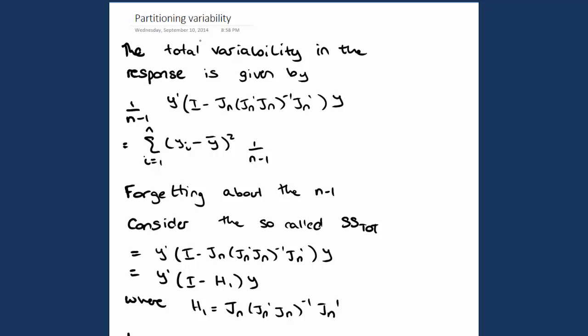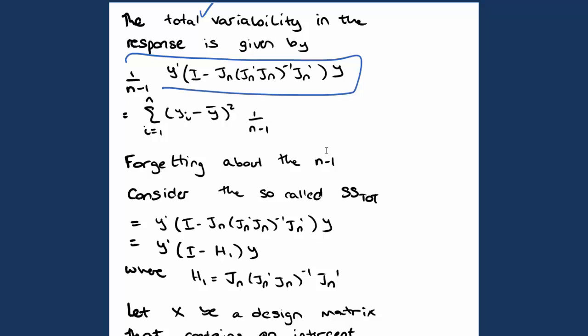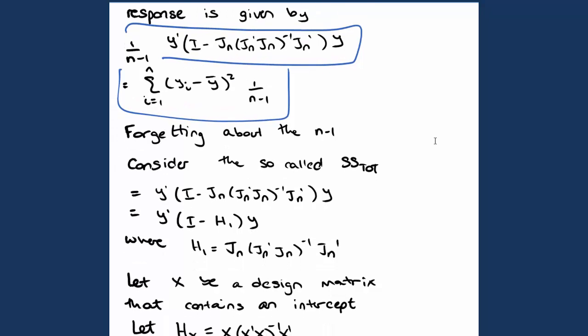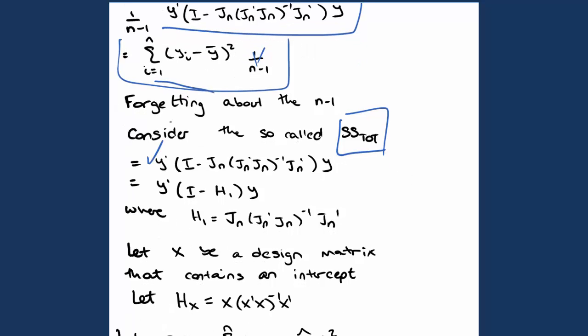So the total variability is this quantity right here, nothing other than just the empirical variance in the y's. So that works out to be that right there if you work through the linear algebra. If we forget about this n minus 1, it's just a multiplicative factor. So throughout, let's not talk about the mean squared error. Let's talk about sums of squares, disregarding the n minus 1. We might call the sums of squares total, representing the total variability, just throwing out the n minus 1 part, which is just that right there.